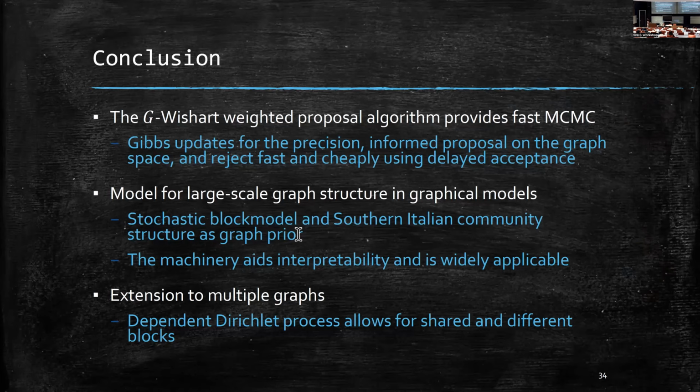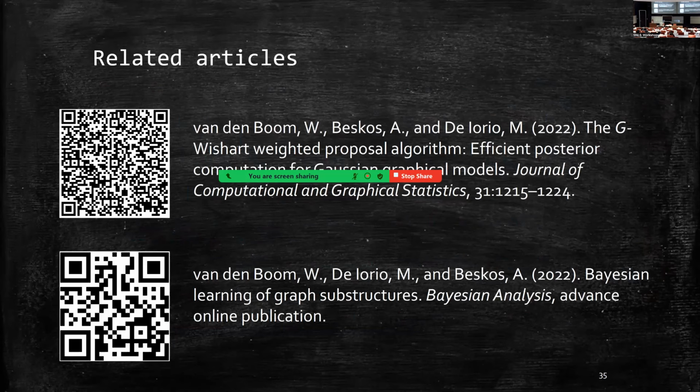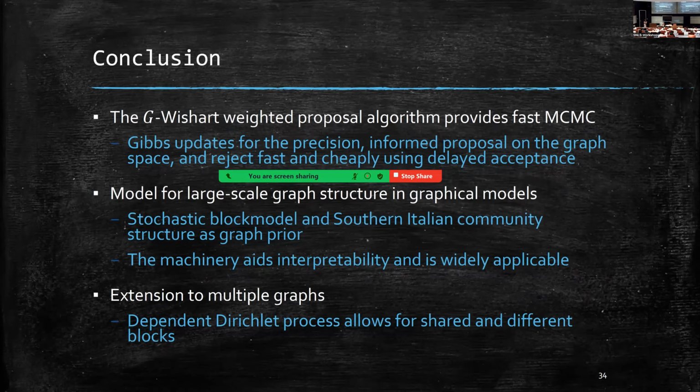So what I did today is to show you an improved MCMC algorithm for posterior inference on graphs. Then we applied this algorithm to recover large-scale structure in graphical models by using the stochastic block model as a prior on the space of graphs. And then we also introduced the Southern Italian community structure, which is slightly different.